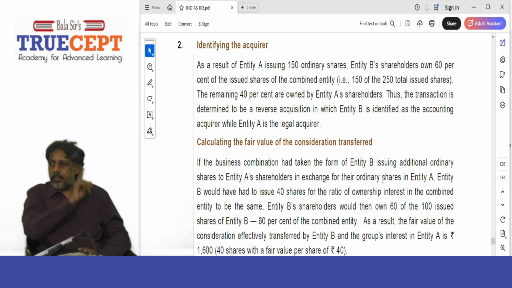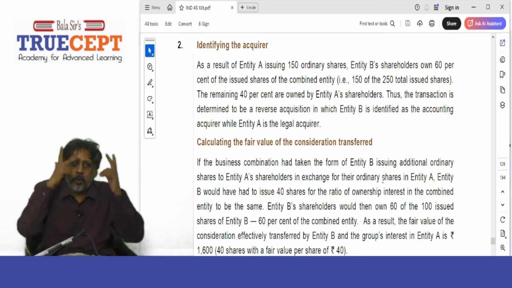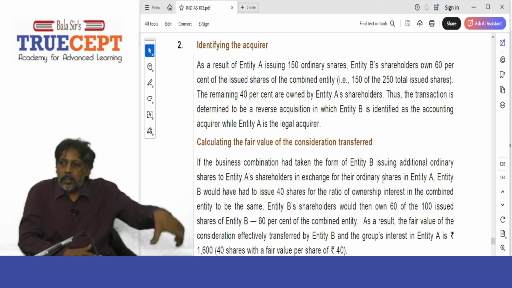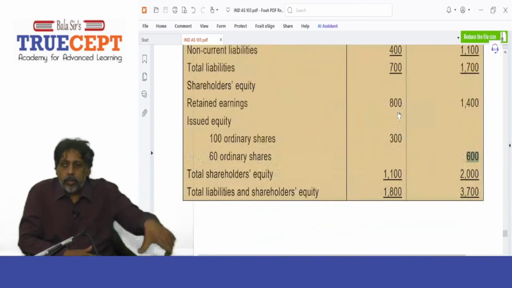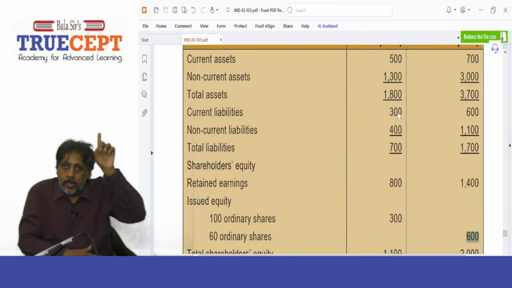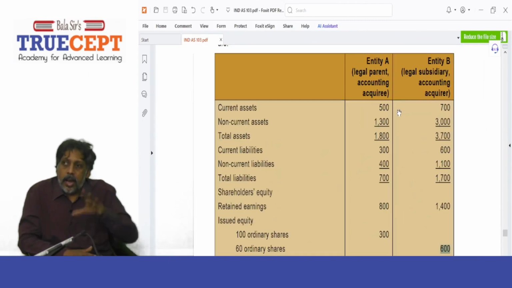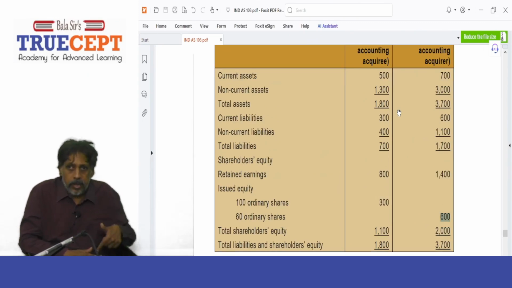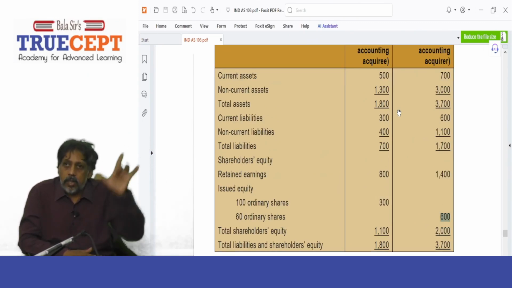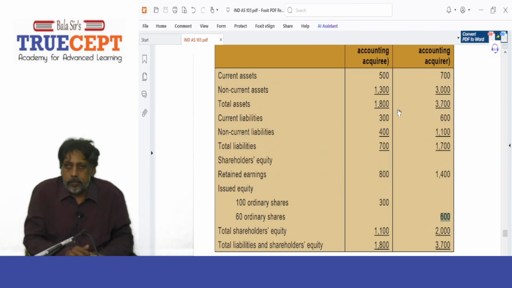Once you get the consideration of 1,600, it's a no-brainer to find the goodwill. What you should do: calculate the fair value of the identifiable net assets of which company? Of A Limited, and compare that with the 1,600 purchase consideration had you acquired my company. The difference is what? Goodwill. Again, from bargain purchase.